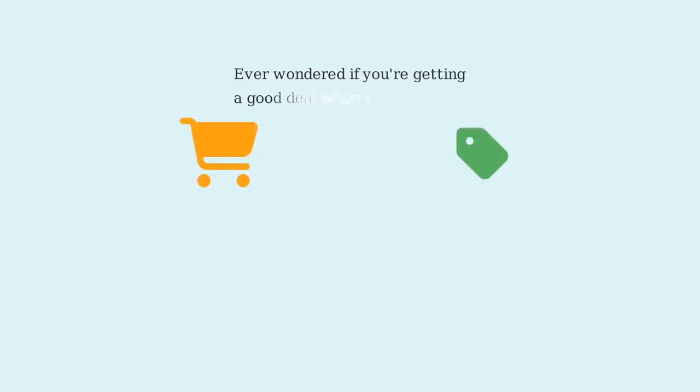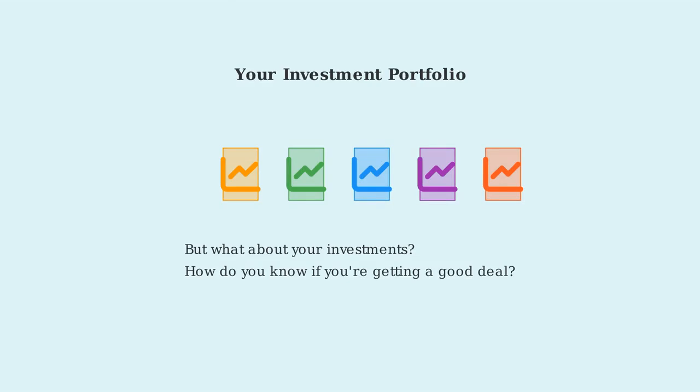Ever wondered if you're getting a good deal when you shop? You probably check price tags, compare options, and make sure you're not overpaying for what you want. But what about your investments? When you buy stocks and build a portfolio, how do you know if you're getting a good deal? How can you tell if you're overpaying for your investments?